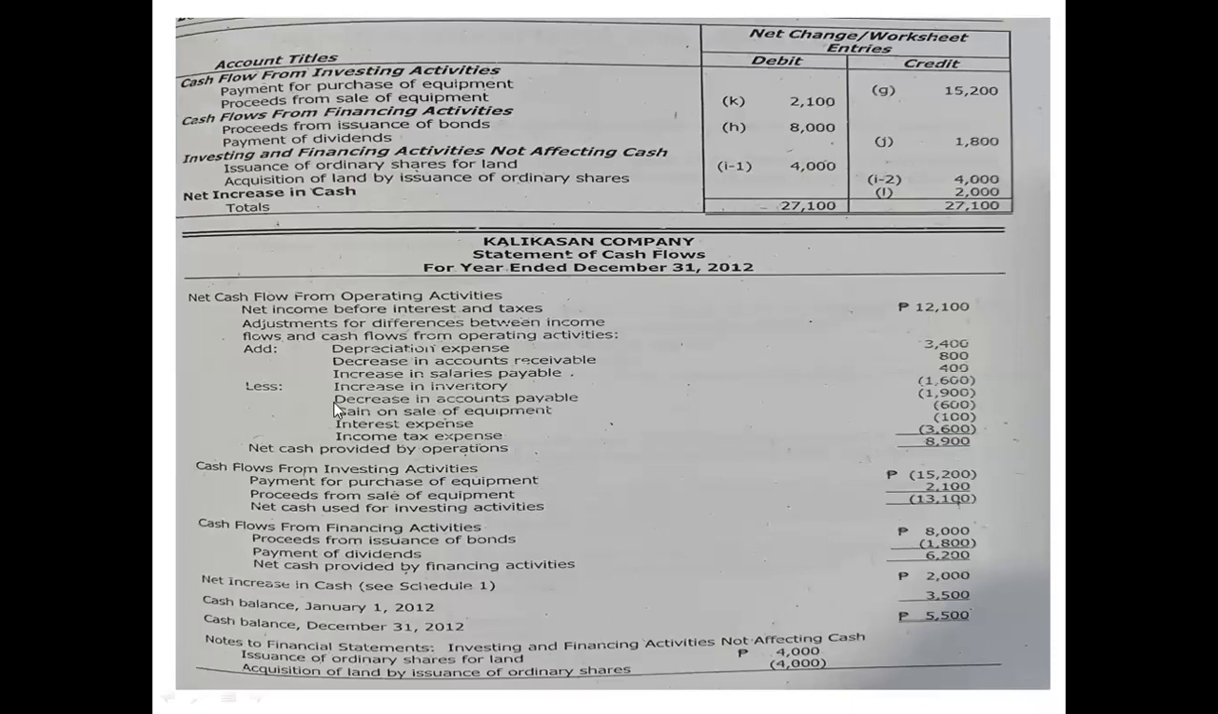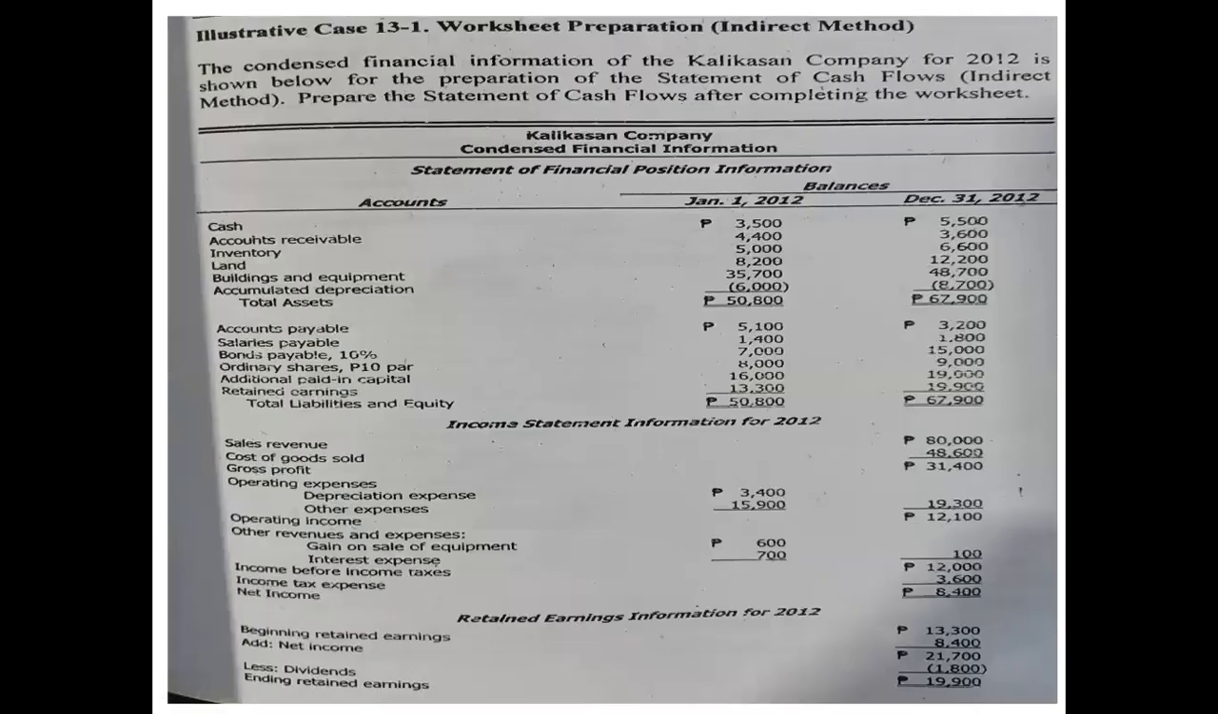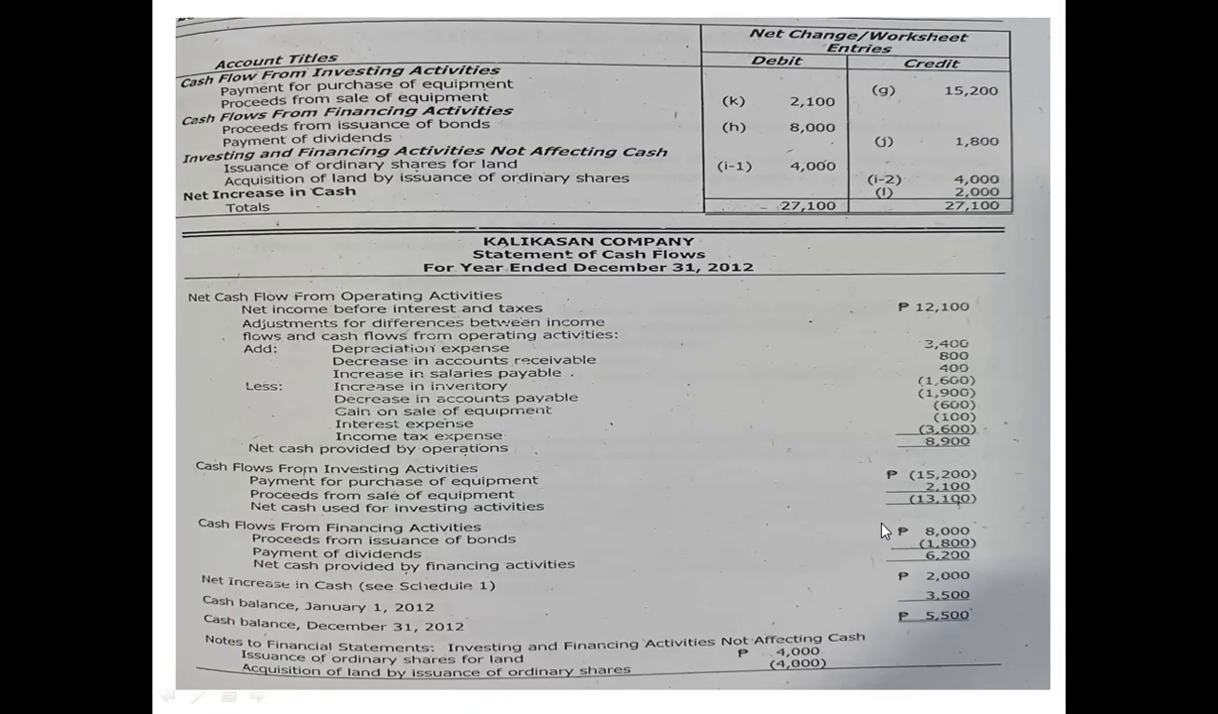Now here's the statement of cash flows for the year ended December 31, 2012. So this is the net cash flow from operating activities of 12,200. So you make the adjustments. Net income before interest and taxes is 12,100. Where can you see the 12,100 from the income statement? Operating income, 12,100.